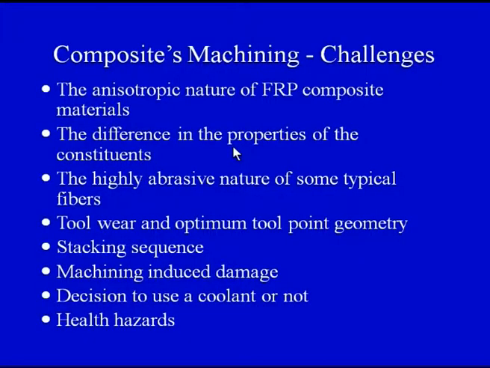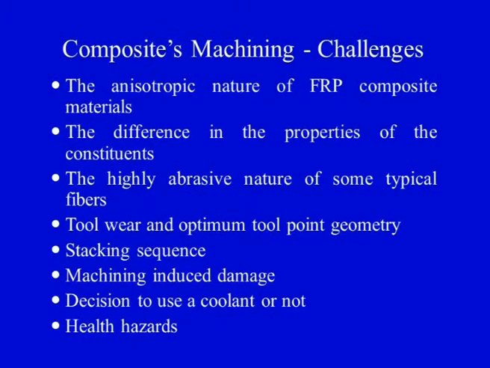So, point number 1 on your screen, the anisotropic nature of the FRP composite materials. Here we have two types of constituents going into a composite. FRP means fiber reinforced plastic or fiber reinforced polymer. We have been using the term polymer matrix composite. So, we have a polymer matrix which has been reinforced with the fibers, and we are calling it a fiber reinforced plastic.